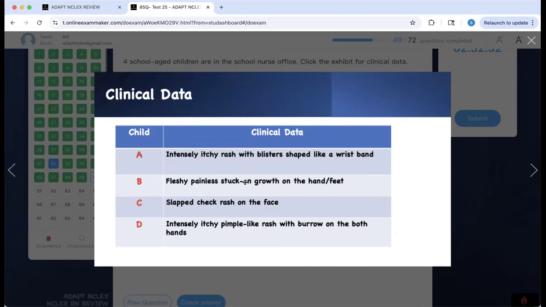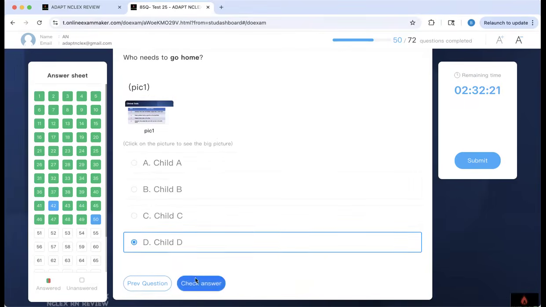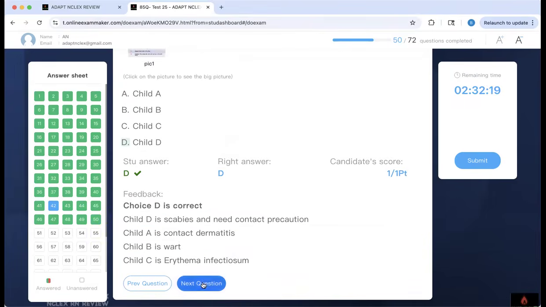Flesh-eating... what is this, right? An intensely itchy rash with blisters shaped like a wristband, this is contact dermatitis. Therefore, which case should go home? D should go home because he has scabies. Everybody's going to get sick.